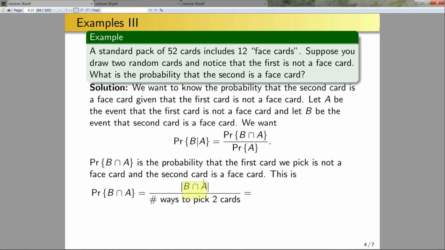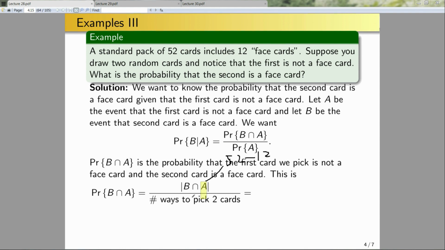Namely, it's going to be the number of ways that the first card can be picked to be not a face card, and the second card can be picked to be a face card, all divided by the number of ways that I can pick 2 cards out of this deck of 52. So what is the number of ways that A can happen? Well, A is the event that I pick a card and it's not a face card, and there are 12 face cards, so the number of ways that the event A can happen will simply be 52 minus 12. That's the number of ways that I can get A to occur.